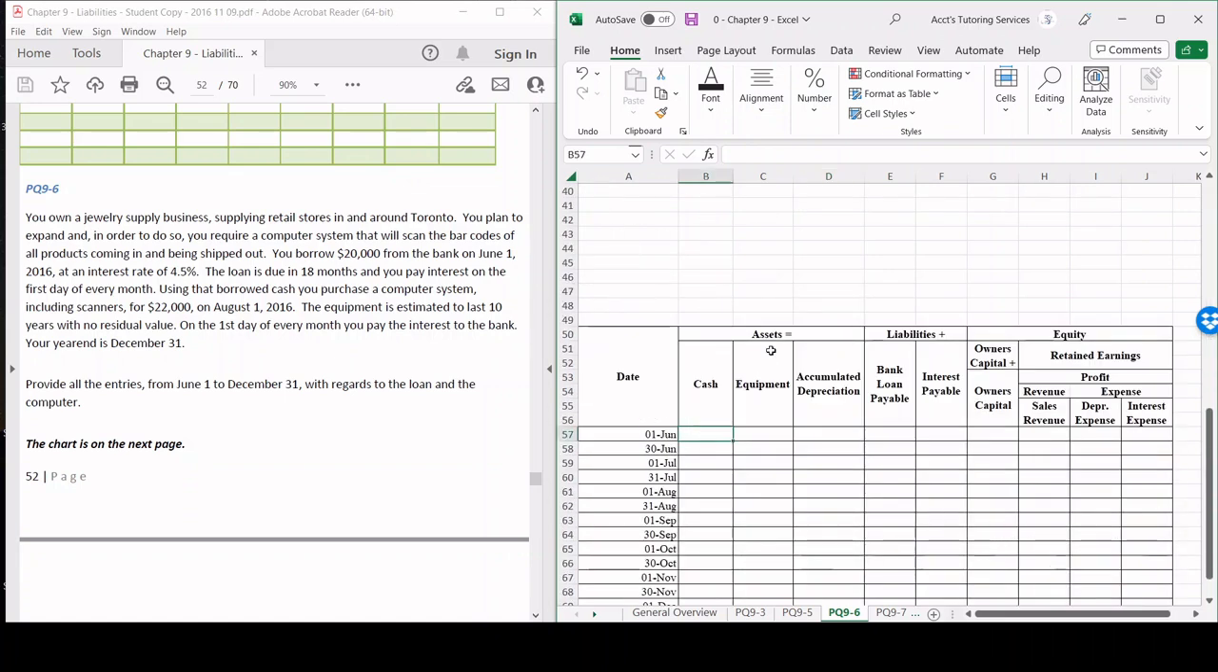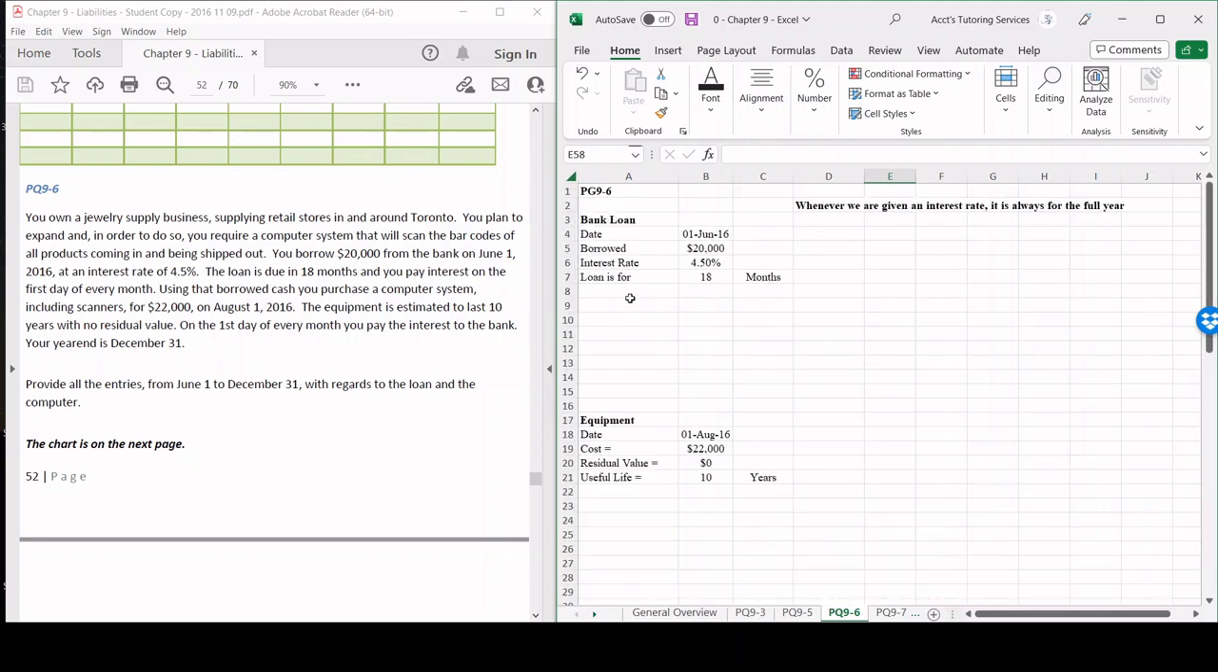So our cash is going to go up by 20,000. By the same token, our bank loan payable is also going to increase by 20,000. Next, we have to do the interest calculations. So we have to first calculate the annual or yearly interest. To calculate this, it's a simple formula. The formula is the amount borrowed multiplied by the rate. Remember, that rate is always a yearly rate. Keep that in mind. Very important, right?